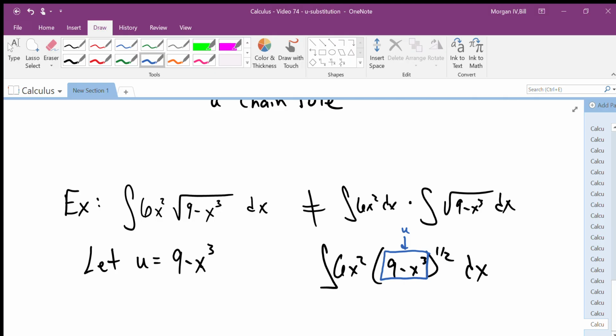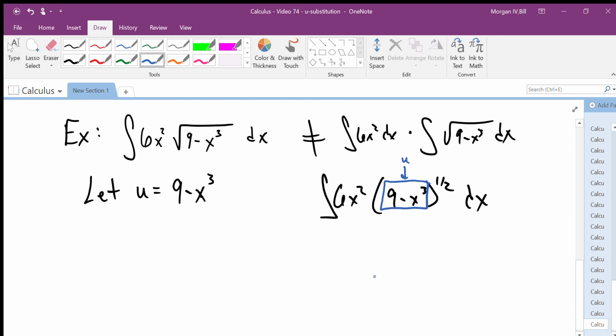Okay, so we're going to let u equal 9 minus x cubed. So what we have at the very beginning, some people call this x world, I'm integrating a function with respect to a function of x's, 6x squared, square root of 9 minus x cubed, dx, right? This is in differential form.